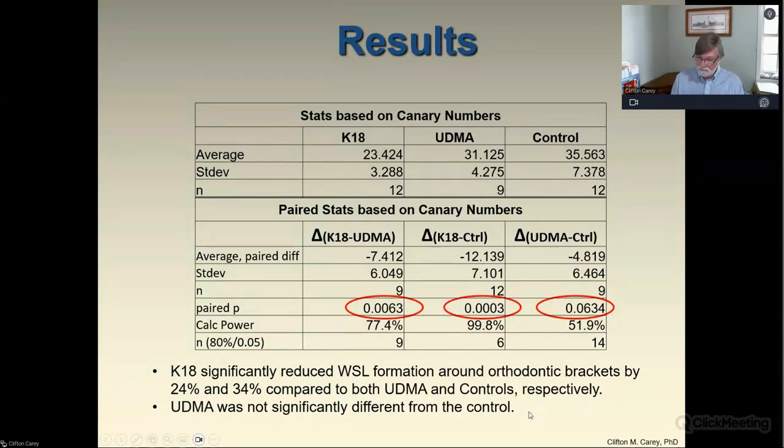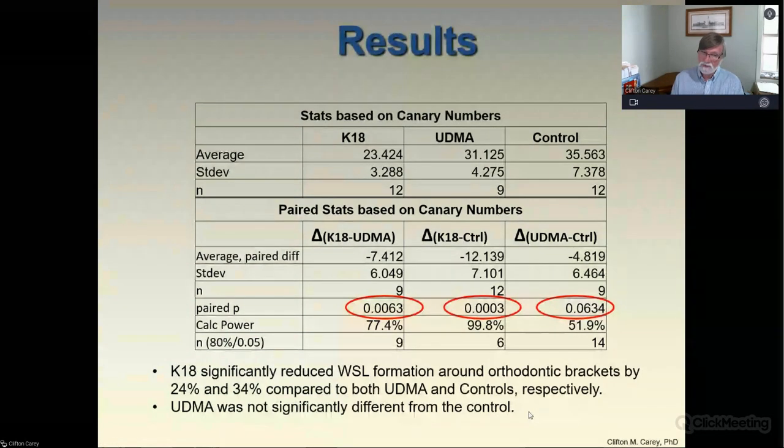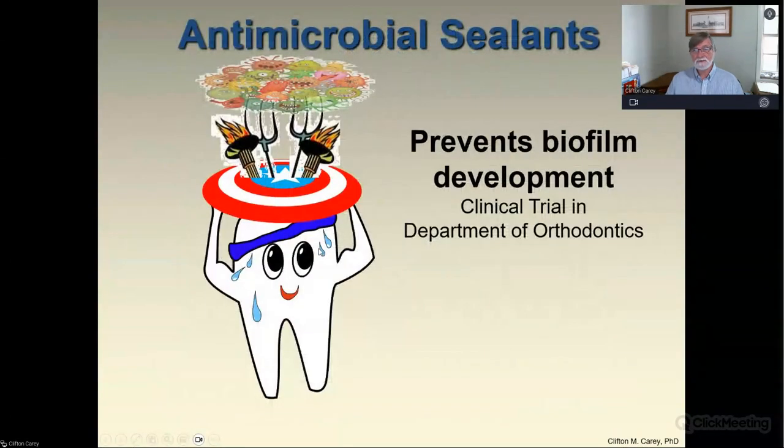Let me put that into perspective. Toothpastes, when you brush your teeth, are claimed to be able to reduce caries by 25% in children and 24% in adults. So it's on par with toothpaste in particular. That's just a comparison.